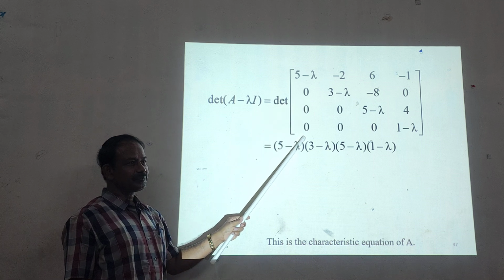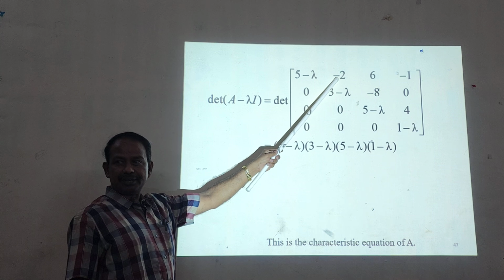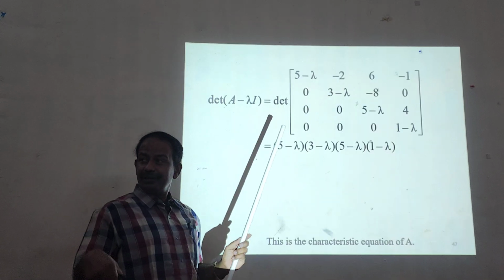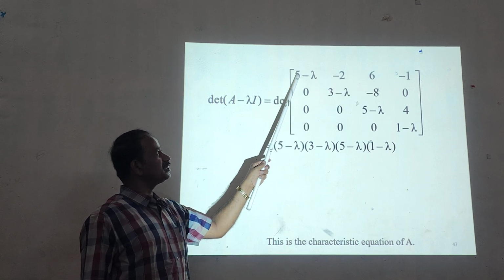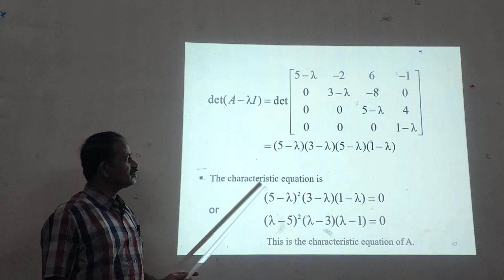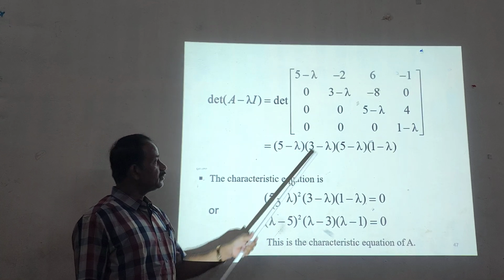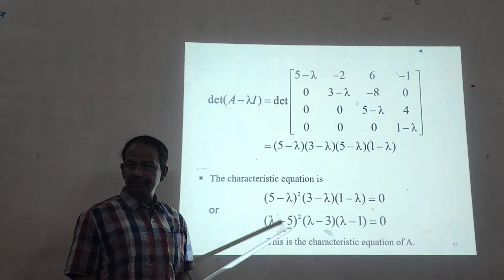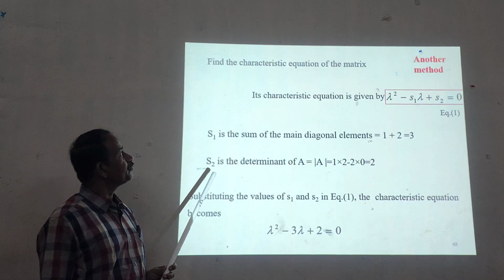See here, instead of going this way, you go only with the next one: minus of minus plus 2, then another will be plus 6, then another will be minus of minus plus 1. So instead of going by this operation, we can go for this operation. You will get this. So the characteristic equation will be 5 minus lambda whole squared, 3 minus lambda, 1 minus lambda equal to 0. This is the characteristic equation of the given 4 by 4 matrix.